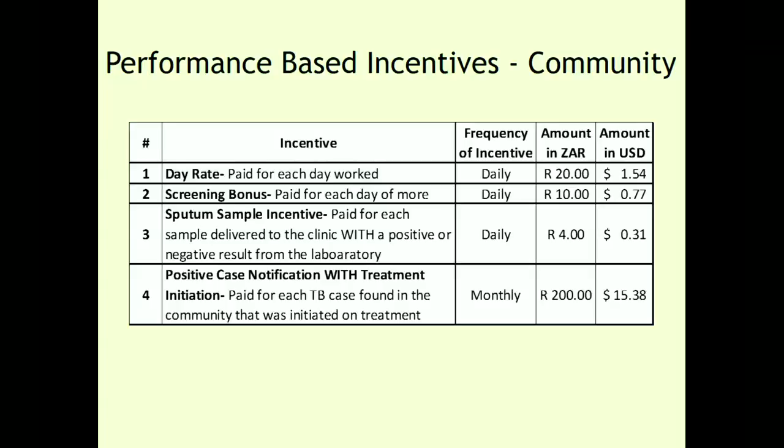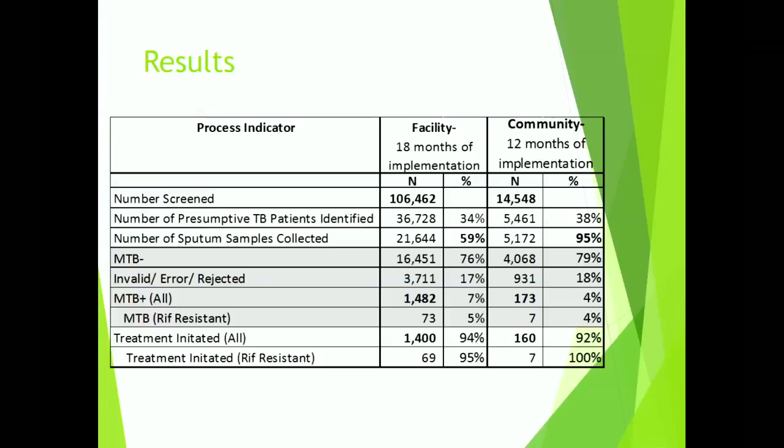And I should note that they were only paid if they were given a positive or negative result back from the government. So if they were just providing saliva and it was rejected by the lab, they wouldn't receive the payment for that. And then if they got a positive case notification with treatment initiation, then they were paid a larger amount. Okay, as for our results, the facility intervention lasted 6 months longer than the community intervention, and we screened over 100,000 people in the facilities, about 14,500 in the community.